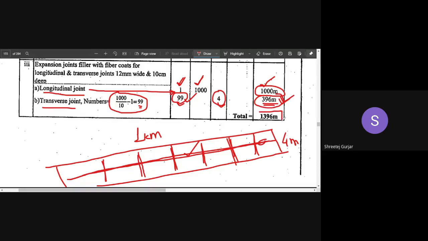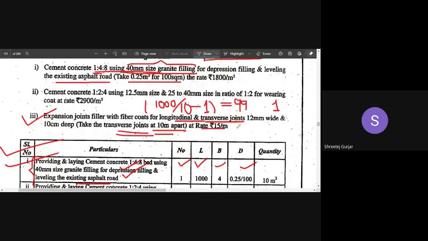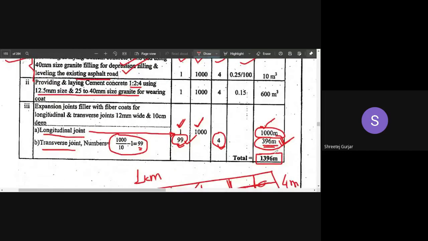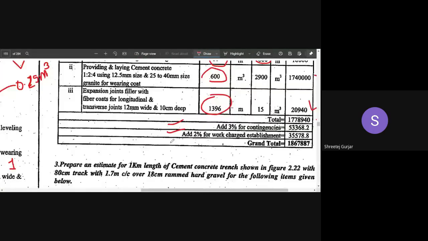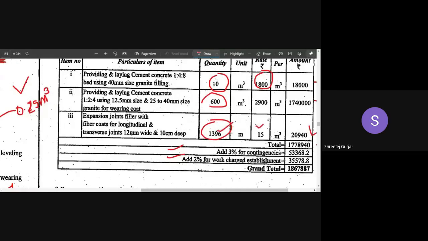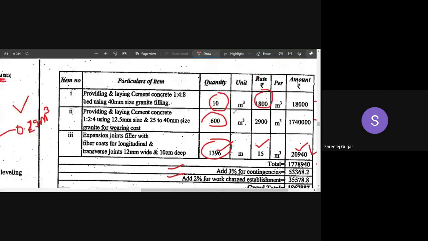So this is the total length of your joint, that is longitudinal joint as well as transverse joint. The rate they have given for joint is 15 rupees per meter. So 1396 into 15 will give you the cost. That is what you have to write in your abstract. So you have got your cost.